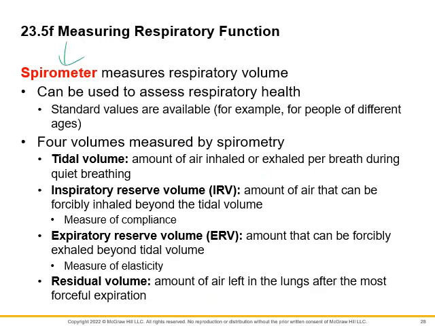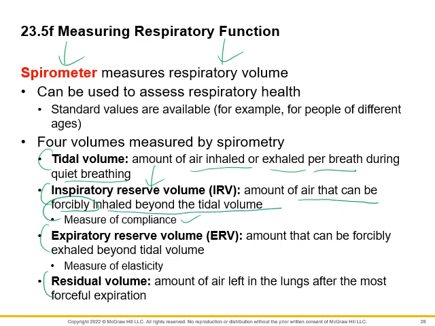The spirometer is used to measure respiratory volume. So they'll look at tidal volume, inspiratory reserve, expiratory reserve, and residual volume. And I think the images on the next slide make it a little bit better. But tidal volume, the amount of air inhaled or exhaled per breath during quiet breathing. And then you have the inspiratory reserve volume, the amount of air that can be forcibly inhaled. This can look at compliance. And then expiratory reserve volume, the amount that can be forcibly exhaled. This will look at elasticity. And then we have the residual volume. This is the amount of air that's left in the lungs after a forceful expiration.